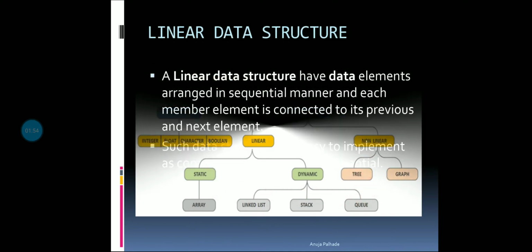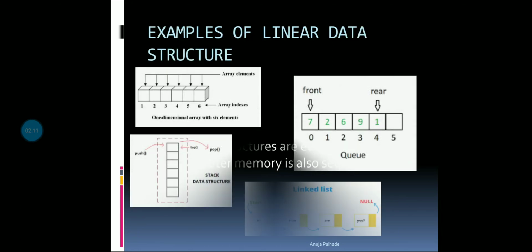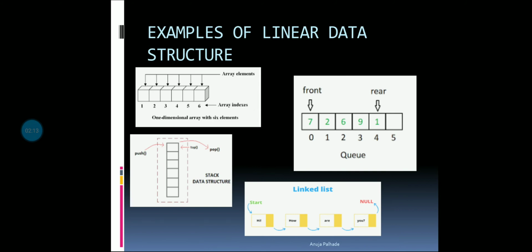So it is very important to see here what sequential is. Sequential means the queue of the movie ticket or the queue of the buffet table is nothing but linear. Such data structures are easy to implement as computer memory is also sequential. So these are some important examples of the linear data structure you can see on the screen.